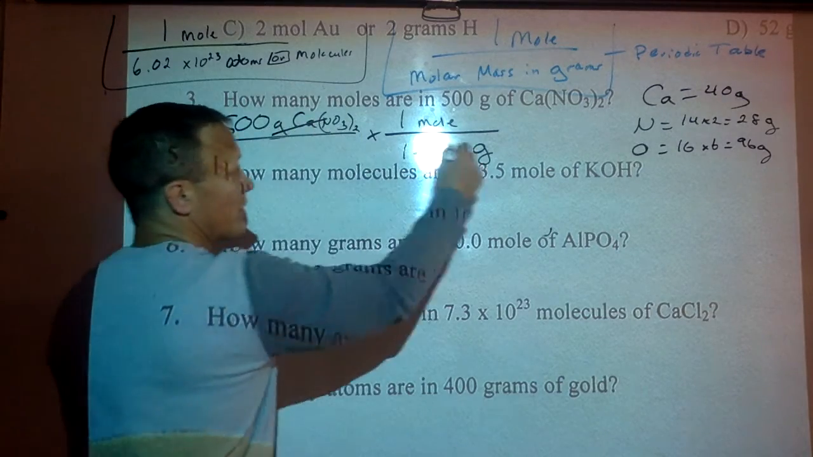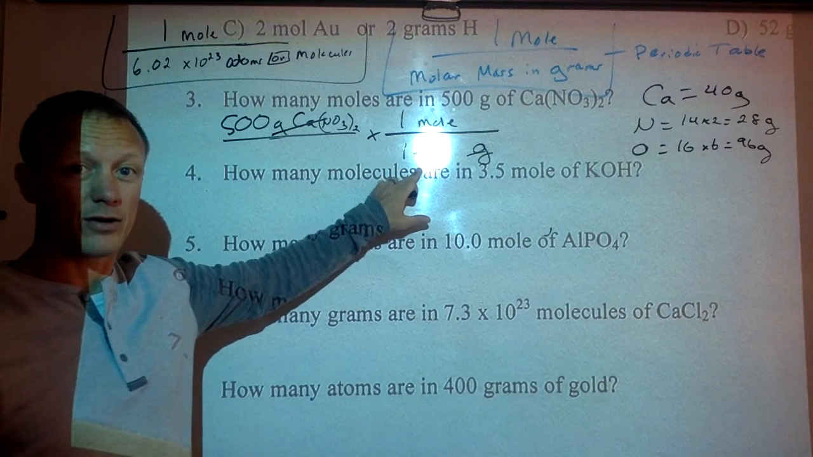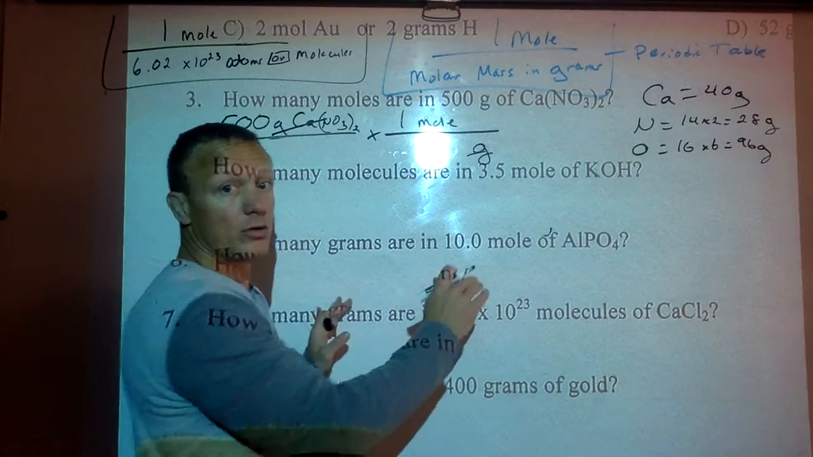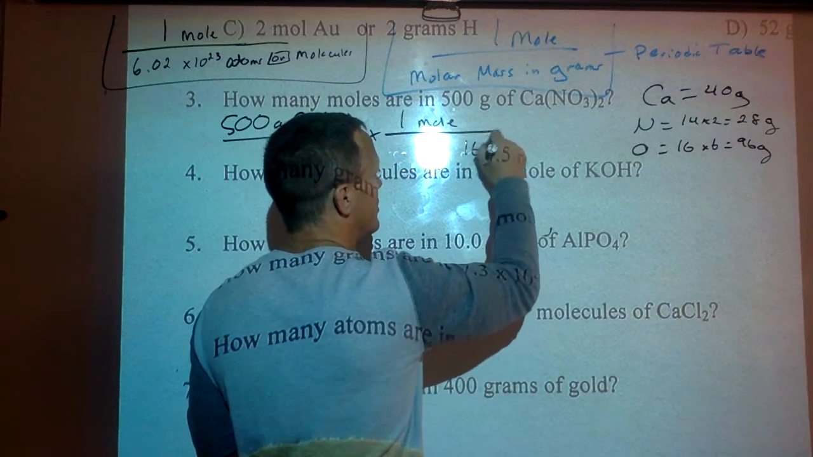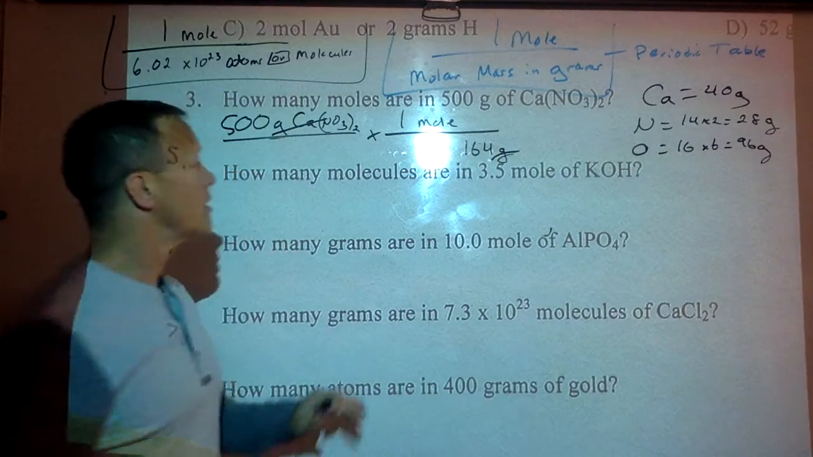Labels cancel. Grams and grams are on top and bottom, so they cancel each other. Okay, I'm sorry, that says 164. You probably can't see it because of the glare. I'll jot that over here where you can see it: 164 grams. So my labels cancel right there.